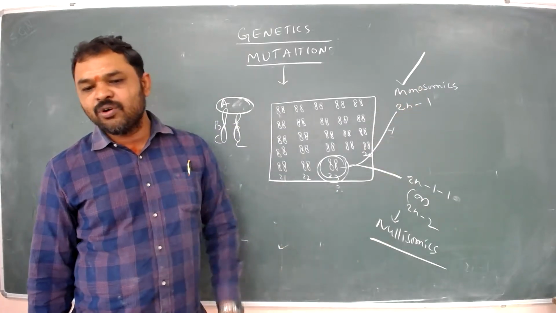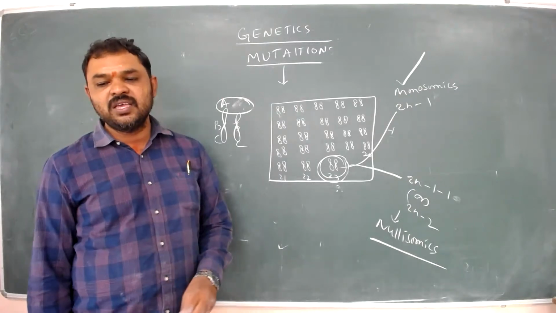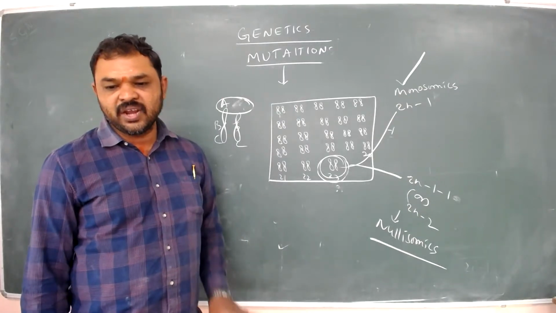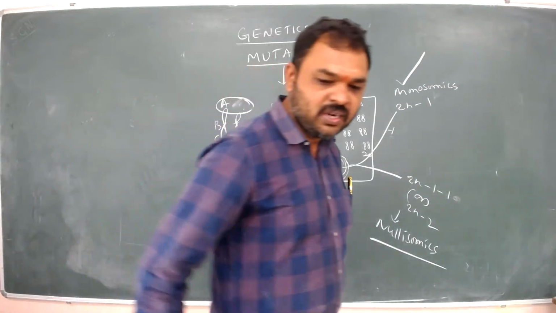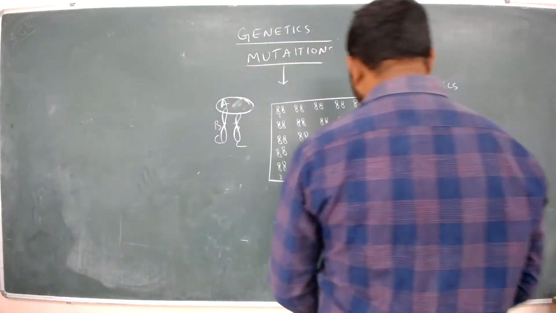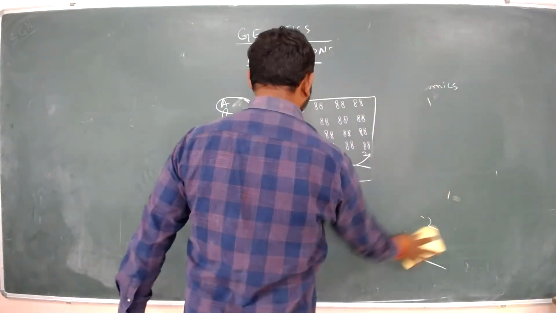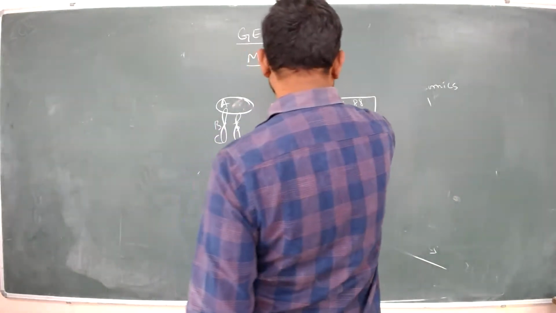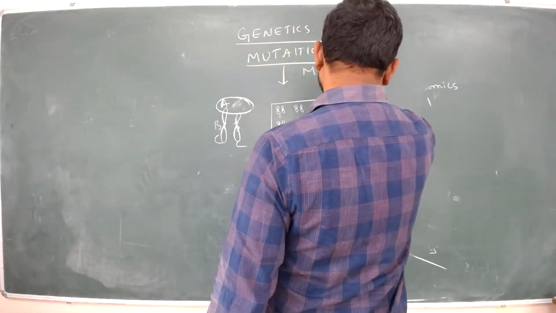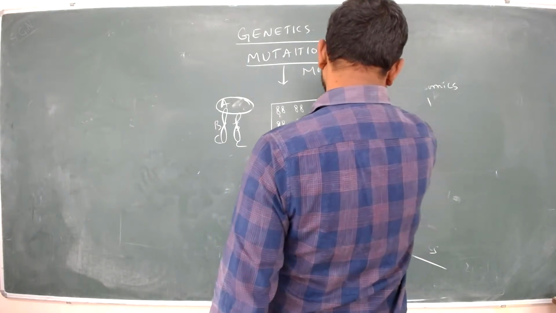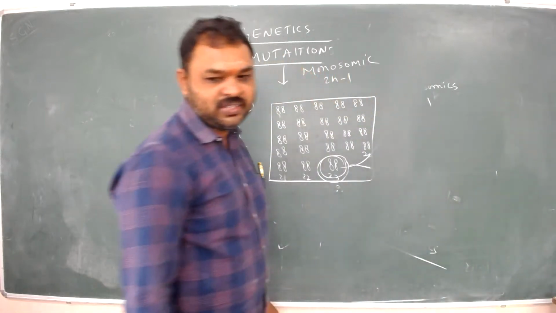An example for monosomics is Turner syndrome. What is Turner syndrome? This is a female cell. The mutation is monosomic, formula 2n minus 1, where 2n equals 46.